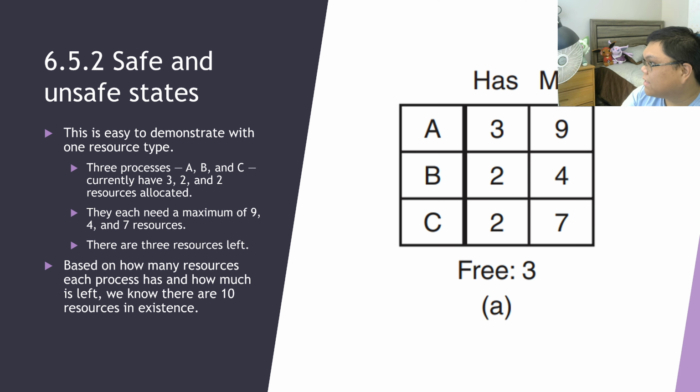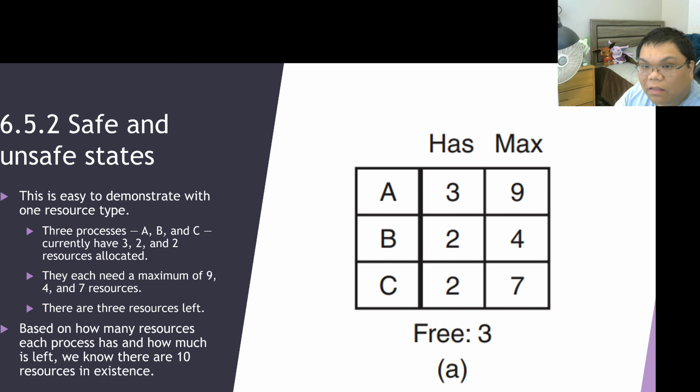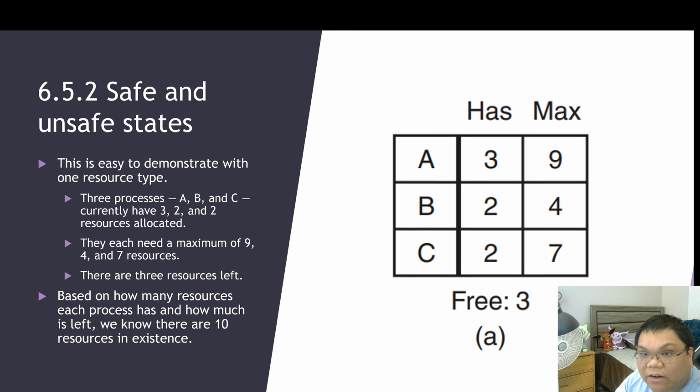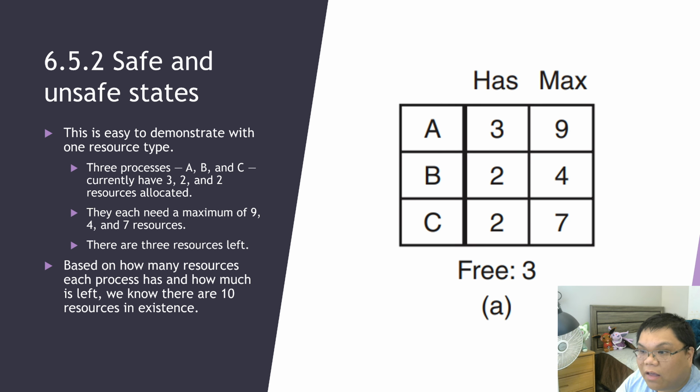So let's look at this example. Is this a safe state or is it not a safe state? What do I mean by safe state? Basically, is there a sequence of steps that we can take in which every process will terminate, even if they request the maximum number of resources?